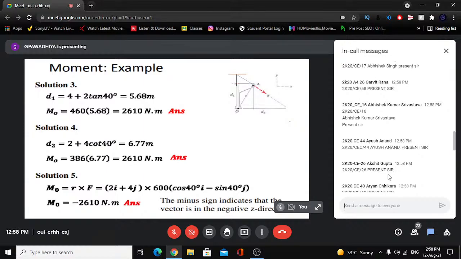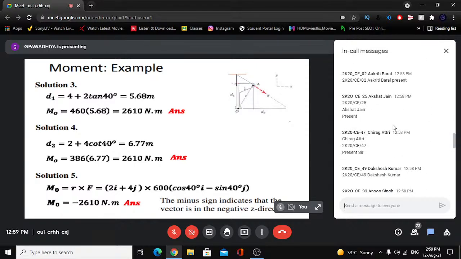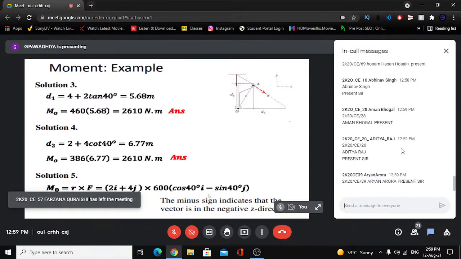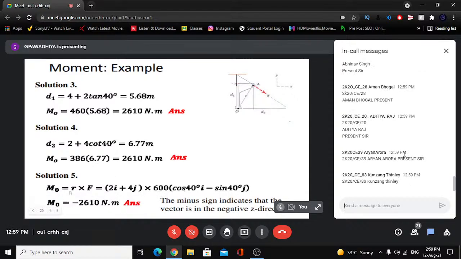So we know the position vector R of A with respect to O, that is 2 i, the x coordinate, 4 j, the y coordinate, so 2i plus 4j, cross 600. Now we have to find its direction cosine. The direction cosine here is cos 40, and in this case the vertical axis is upward, so this component will be negative, that is cos(pi/2 minus 40), so it is minus sine 40 j. From this we take the cross product R cross F, and we get one very important result.